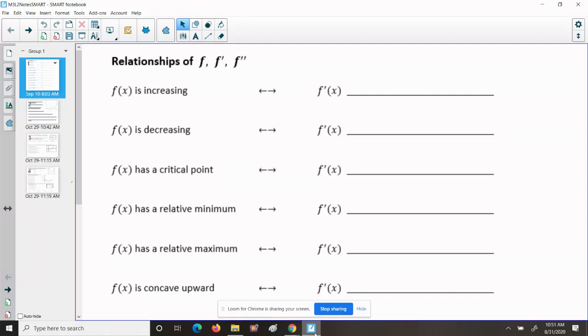All right, guys, today we're going to take a look at some relationships between functions and their derivative graphs and what everything means. We're going to go back over some of these properties. Okay, let's take a look.